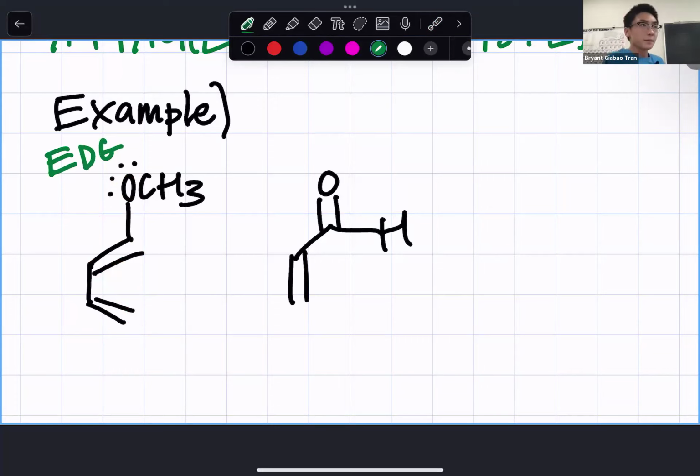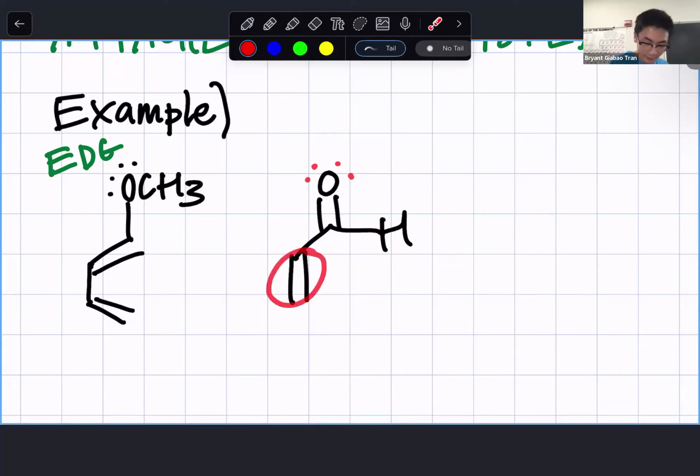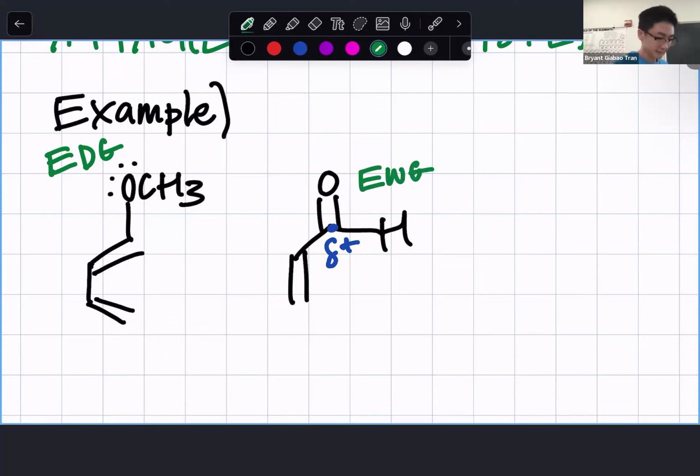For the dienophile, a lot of people might think this is an EDG because of this oxygen here with the lone pairs of electrons, but that's not the very first atom attached to the dienophile. The very first atom attached to the dienophile is this carbon right here, which we see is partially positive and double bonded. Since this carbon is partially positive, it wants to gain electrons, making it an EWG. It wants to withdraw electrons. So don't look at the oxygen here because that's not directly attached to the system. This carbon is directly attached to the system, which is partially positive and double bonded, making that the EWG.